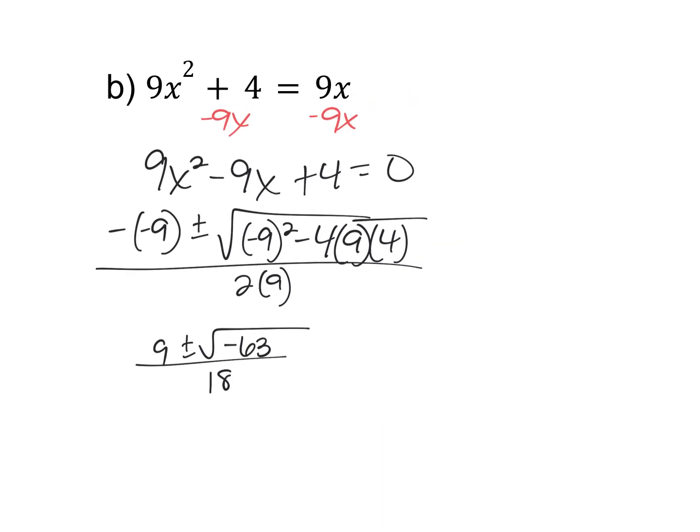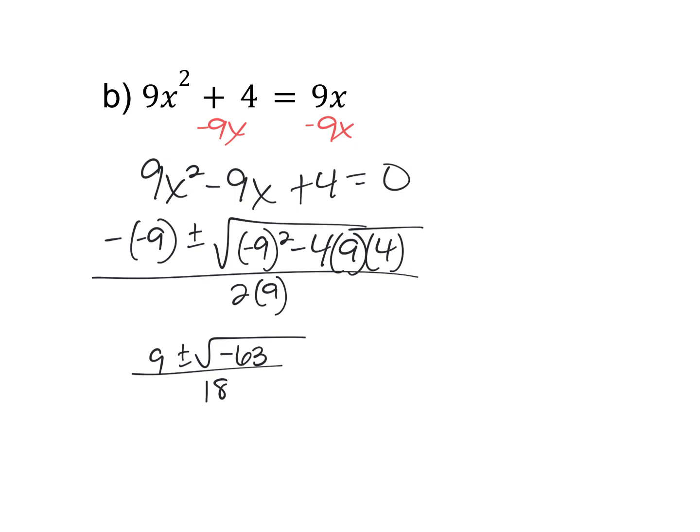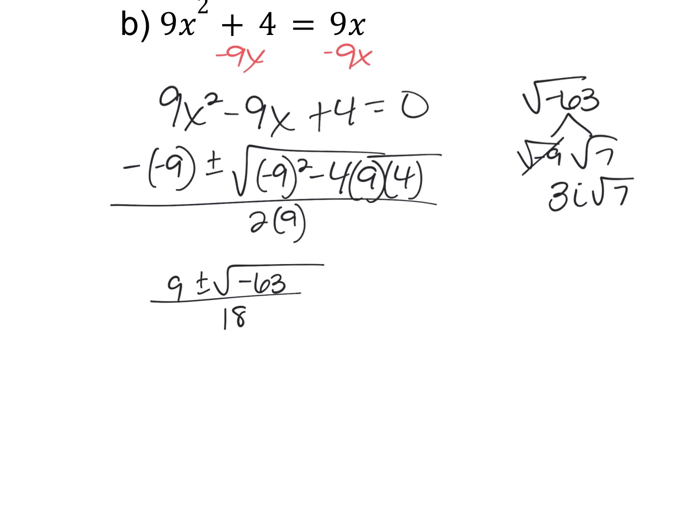Okay, so sorry if I went too fast. 9 plus or minus the square root of negative 63 over 18. We can break apart the square root of negative 63. It breaks up into negative 9 and 7, which ends up being 3i square root 7. So this answer is 9 plus or minus 3i square root 7 all over 18.